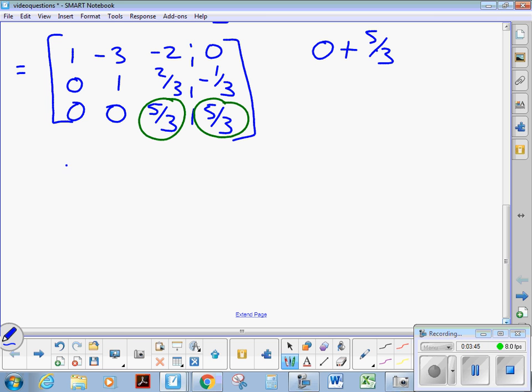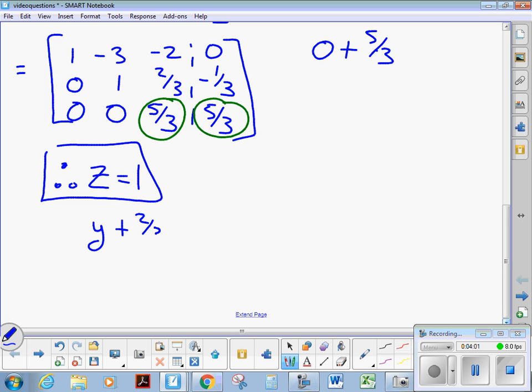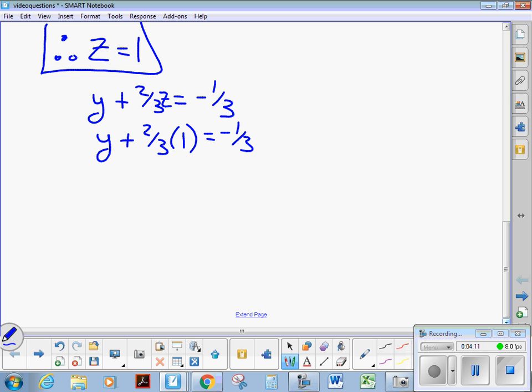Or I can just say, you know what? Z's going to equal 1. For that to be equal to each other. So now I have my Z value of 1, and I can start doing my substitution. So going backwards, I have 1y plus 2/3 Z equals -1/3. Substituting in, my Z is 1 plus 2/3 times 1 equals -1/3. Subtracting 2/3 from both sides, I get -1.